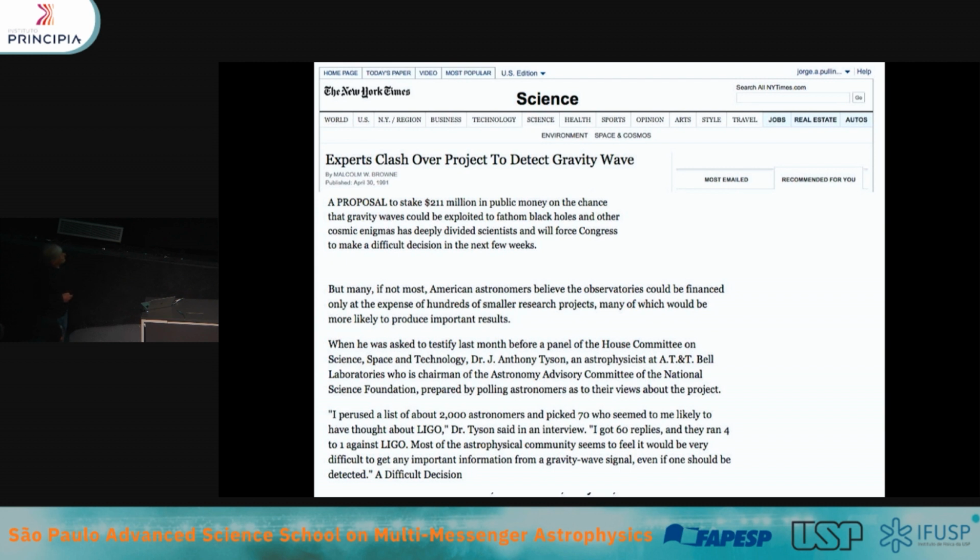What is probably not so well known is the opposition at the time. Particularly the astronomical community was fiercely opposed to it, and they had probably some good reasons. It was going to take a good chunk of what could be the budget for research in astronomy. So this is an article in the New York Times showing a poll that Dyson, a U.S. physicist, conducted with about 2,000 astronomers, and he said he got 60 replies, and they were 4-1 against LIGO.